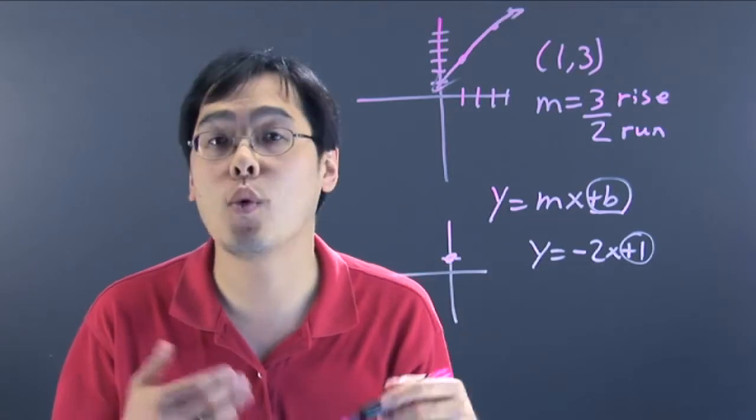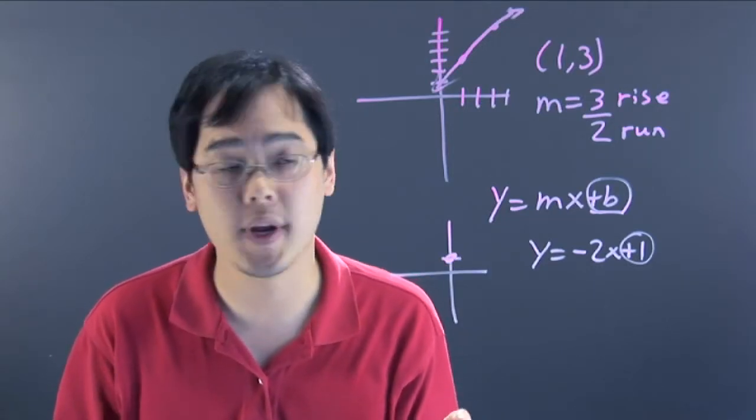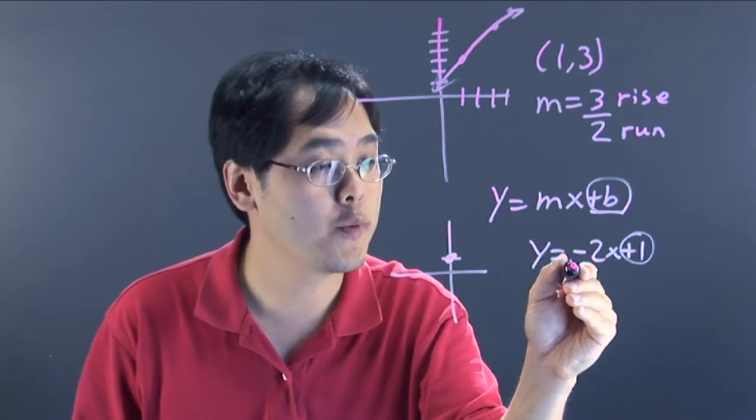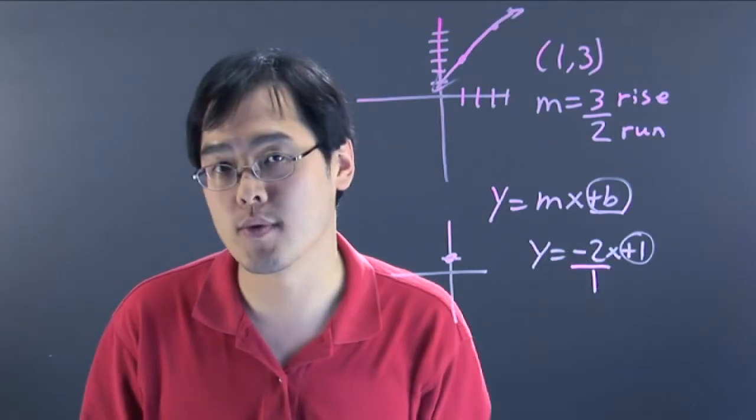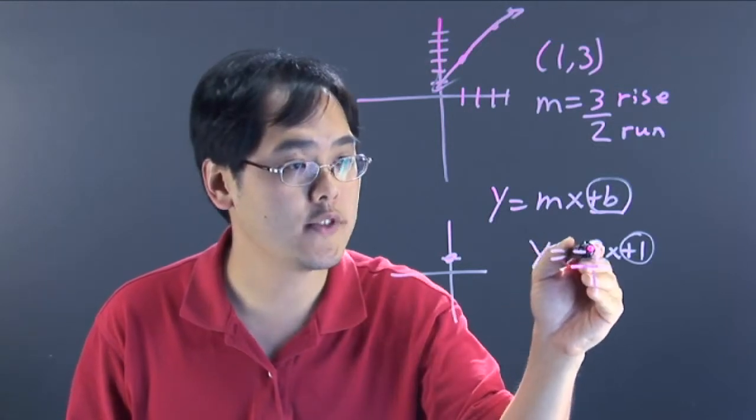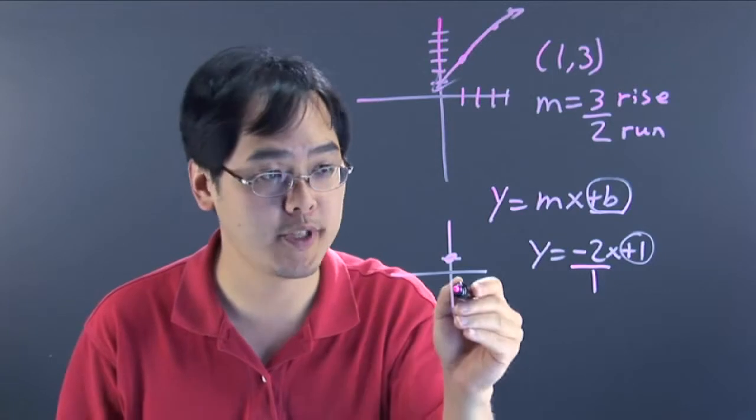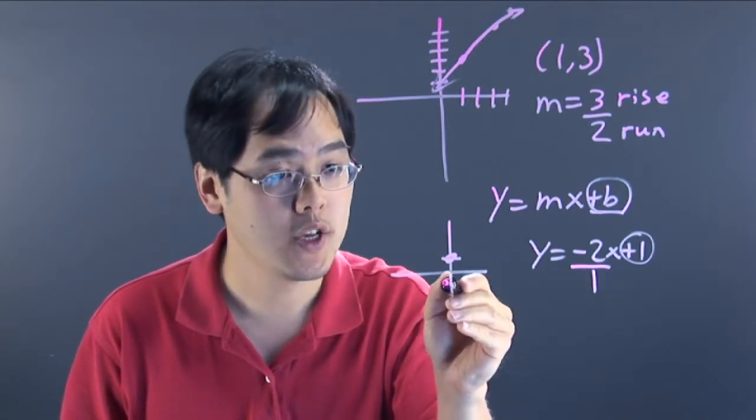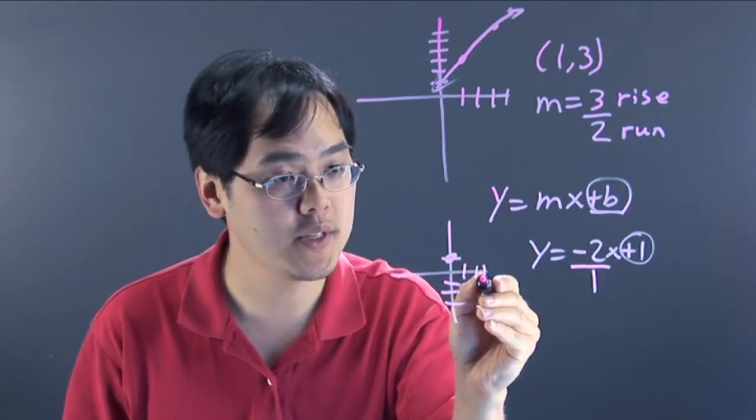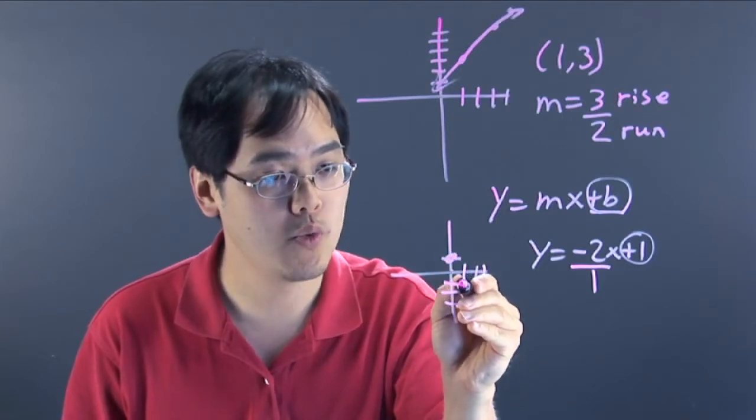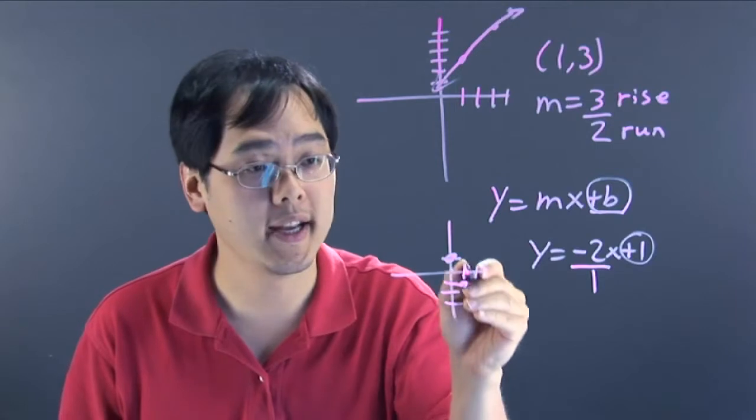Now from here, you want to use the slope to figure out what your next point is. Now the slope is negative 2, and every slope should be written as a fraction because of the rise over run relationship. So the negative 2 at the top means you rise a negative 2. That means you're going down 2 spaces and you're going over 1. So what you're really doing is you're going from this point, you go down 2, and then you go over 1, and then you draw the line.